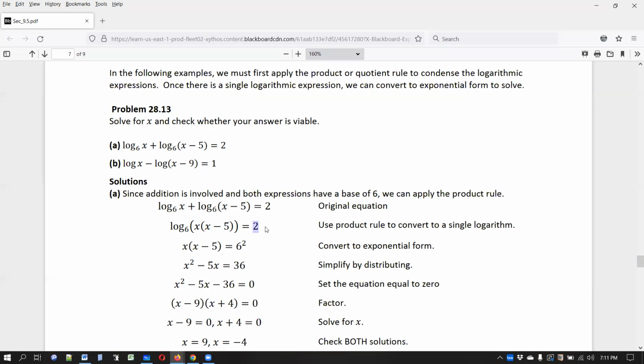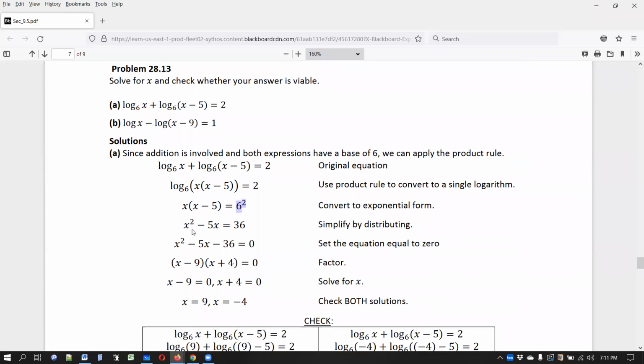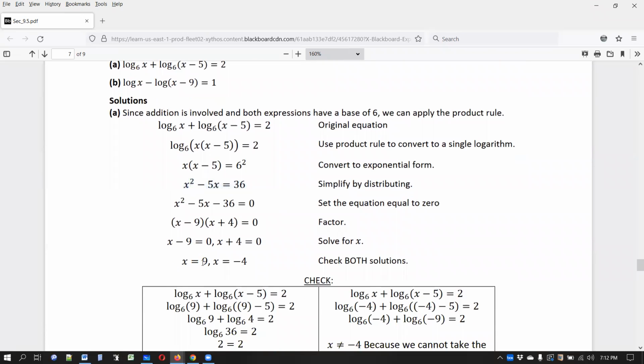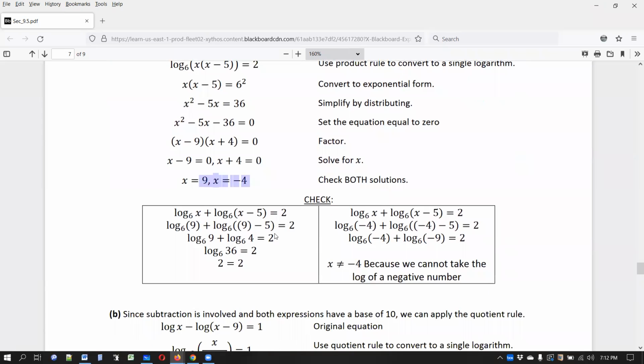The 6 will go to the other side and will become the base of this number 2, 6 squared. And notice, in this case, I end up with a quadratic. So we have to remember how to solve a quadratic equation. In this case, it was possible to factor, and I got 2 possible solutions. They both need to be checked. Notice, all we have to do is replace the number inside the log. And notice that in this case, it worked. In this case, it didn't. So this has to be removed. So the only solution is the number 9.